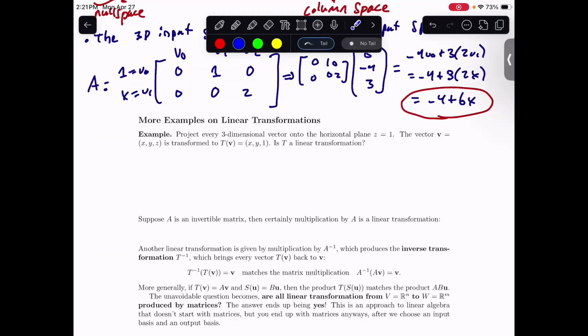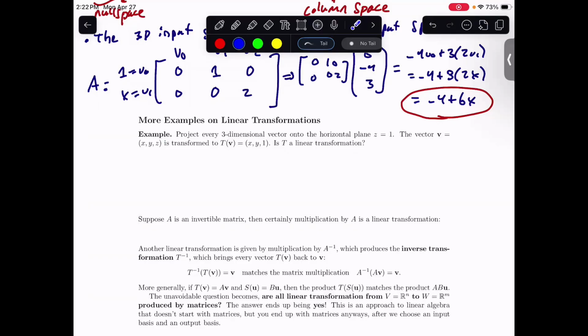So what we were doing is looking at more examples of linear transformations. What it wanted us to do is project every three-dimensional vector onto the horizontal plane, z equal to 1. For instance, the vector xyz would be transformed to T of v, which would be equal to xy1. So you just change the z to 1. And it's asking to see if T is a linear transformation.